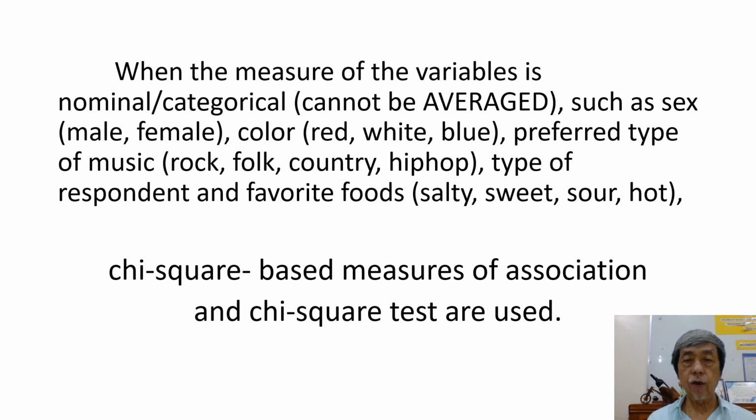When the measure of the variable is nominal or categorical, which means cannot be averaged, such as sex, color, preferred type of music, type of respondent, and favorite foods, chi-square based measures of association and chi-square test are used.